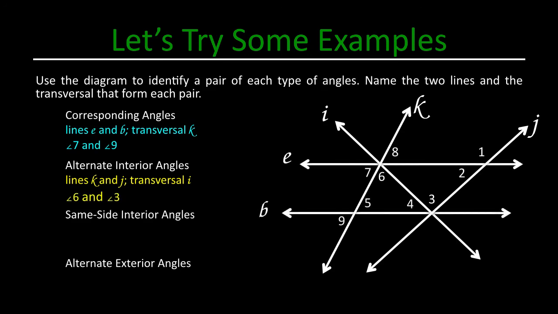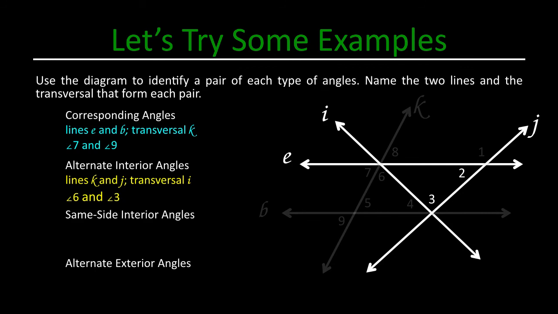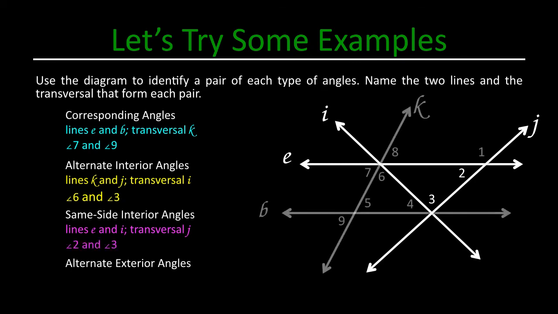Now looking at same side interior angles, do you notice any angles that are on the same side? Well, I see angle 6 and angle 5. I see angle 2 and angle 3. Well, let's get rid of some. Angle 2 and 3 lie on the same side on lines E and I, and is cut through by my transversal J.